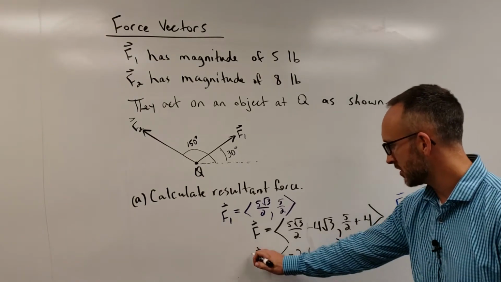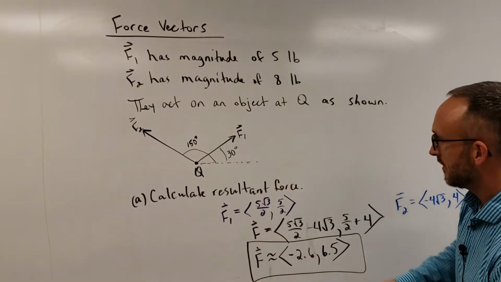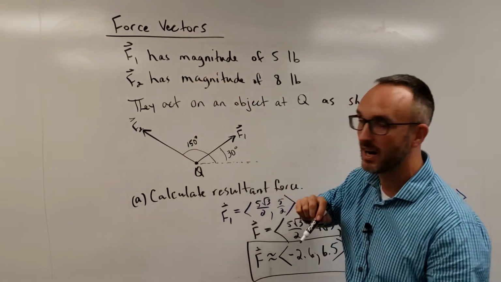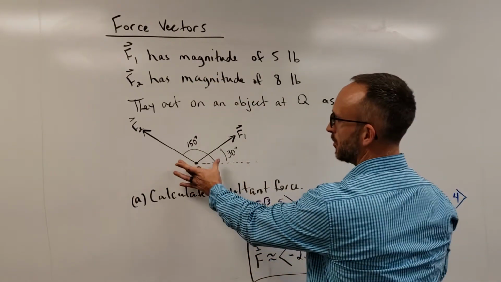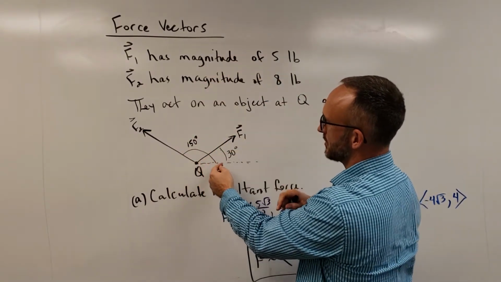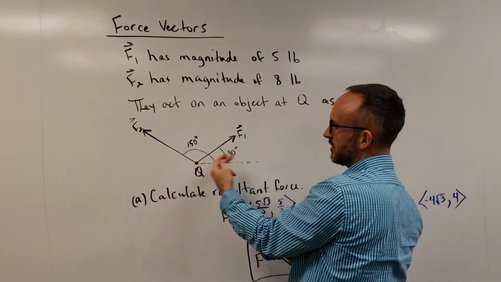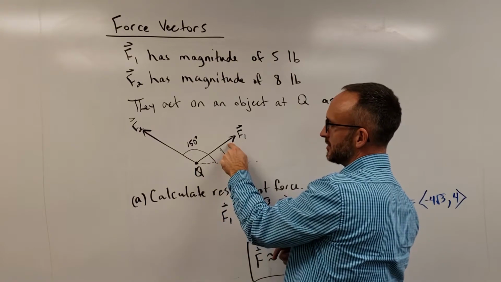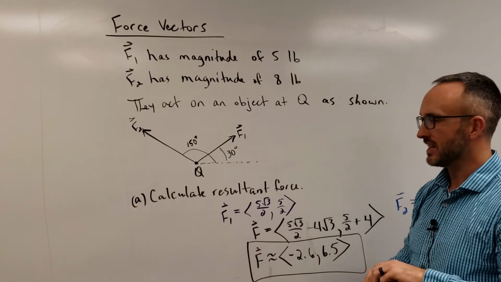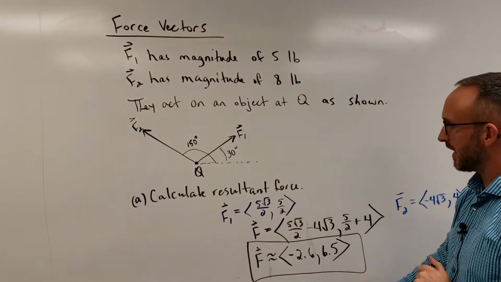So the resultant force acting on the object at point Q is this. If you draw it in the picture, you're going to go left 2.6 and up 6.5. That makes sense. Both of these vectors are going up, so they're just going to stack on top of each other and have even more of an upward force. This vector points more left, so it's going to counteract the rightward component of F sub 1, and it's going to leave behind a little bit of a left component, so that's the negative 2.6. All right, so that's the resultant force, negative 2.6 comma 6.5.